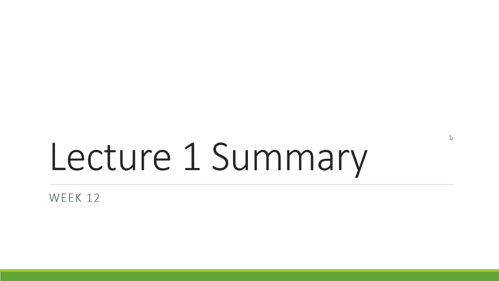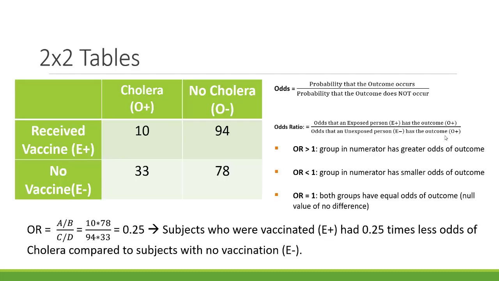Just as a review of those, I think we covered these in week 7, focusing specifically on the odds. In this case, we're looking at this example of if they received the vaccine or if they didn't, and then if they had cholera or if they did not have cholera. When we're calculating the odds, it would be the probability that the outcome occurs divided by the probability that the outcome does not occur. And the odds ratio would be 2 odds calculations over one another.